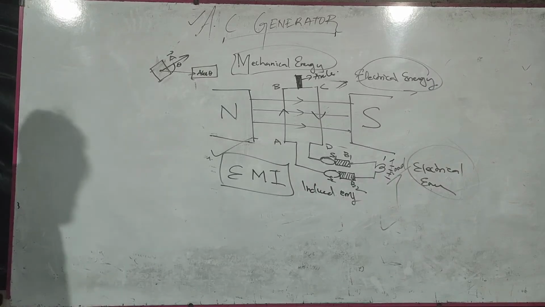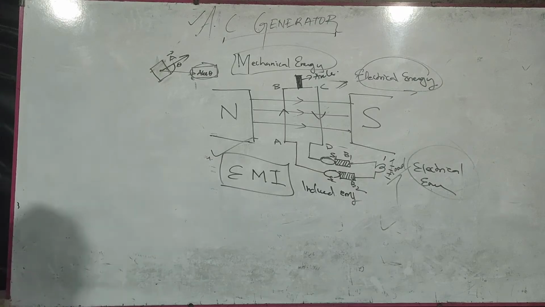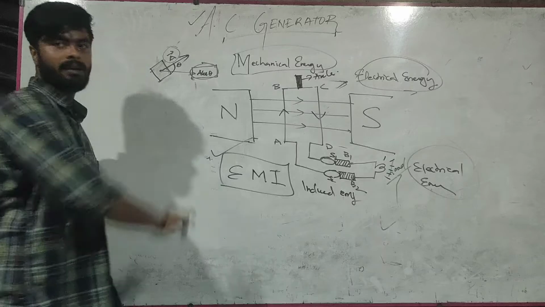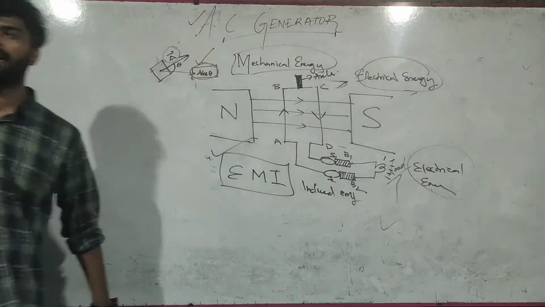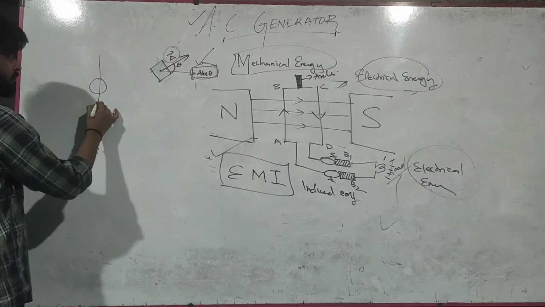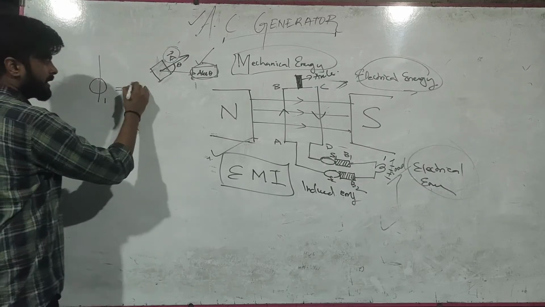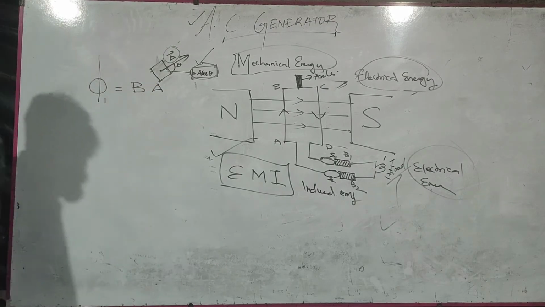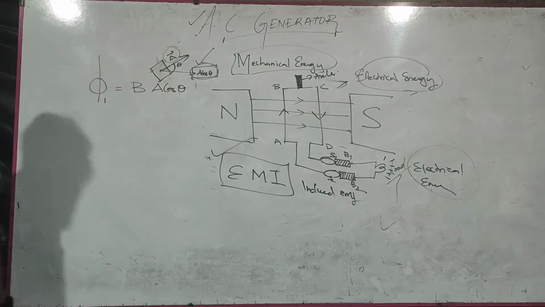If there is one coil, you will get an effective area of A cos theta, because the coil is making an angle theta. This vector gets divided into A cos theta and A sin theta, and A cos theta becomes your effective area. To find the magnetic flux linked with one coil, it is B into A, magnetic field into area. But here we have A cos theta as the effective area.